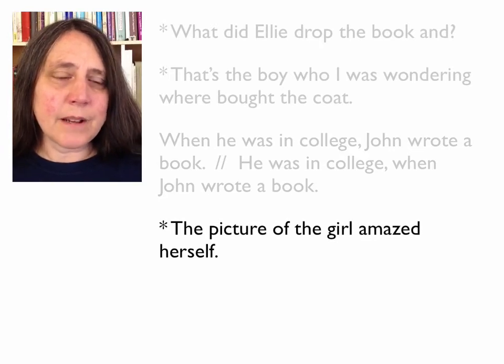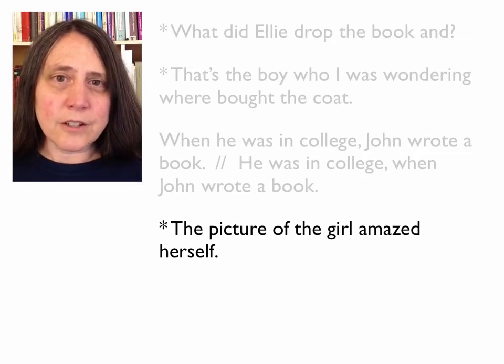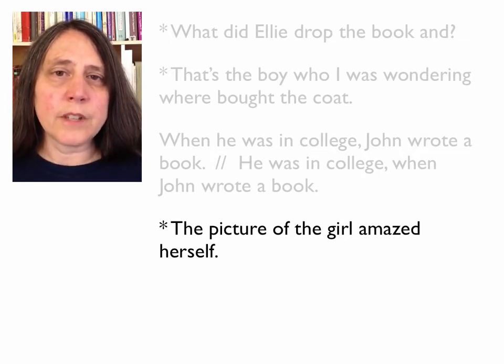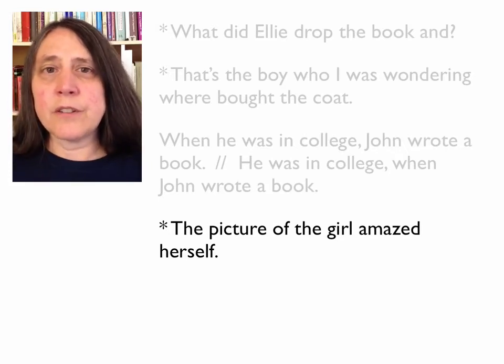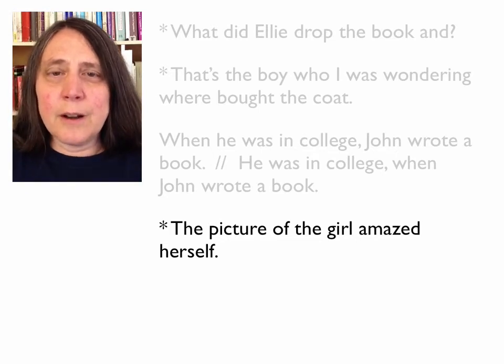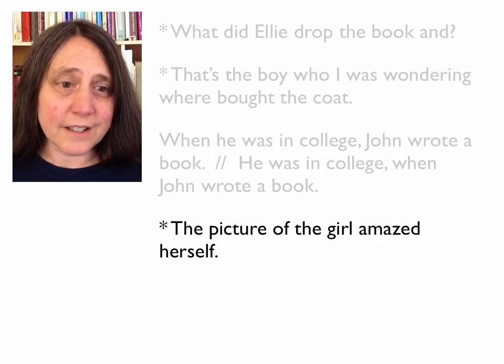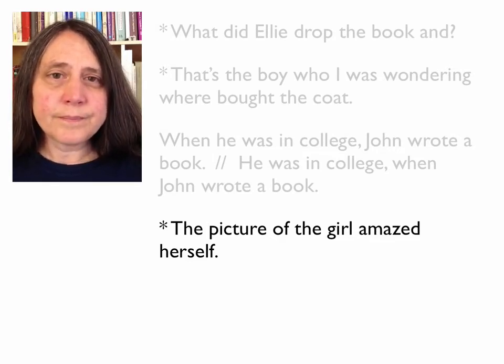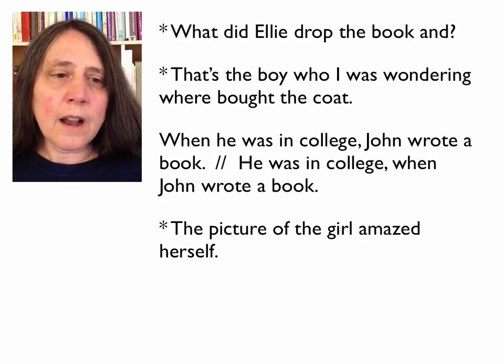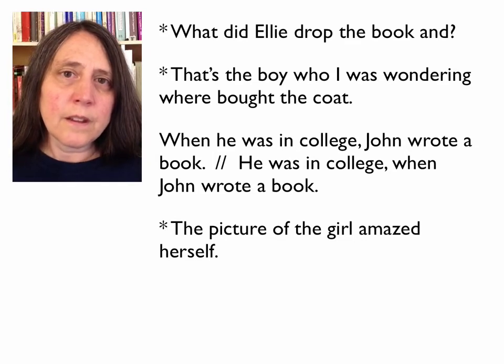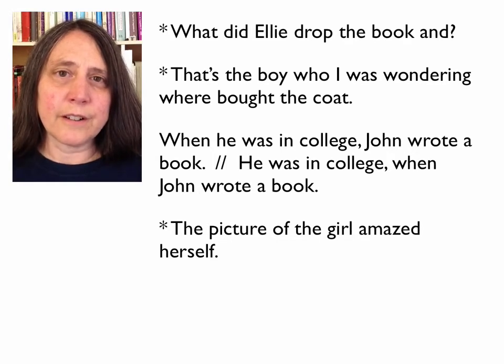And the last example we have here is another ungrammatical sentence. The picture of the girl amazed herself. And here, this again has a perfectly reasonable interpretation. So there's a picture of a girl, and that picture amazed that same girl, the one who's in the picture. But again, it just doesn't sound right. So what's going on with these? We're going to focus in this unit on the phenomenon that's illustrated by the last of these examples. So the picture of the girl amazed herself.